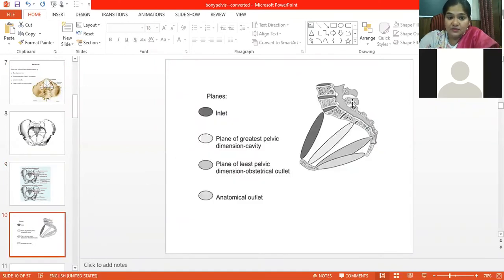So these are the planes which we were discussing. So this is the plane of inlet. If you take a sagittal section of the female pelvis, it's going to be the plane of inlet. This is going to be the plane of greatest pelvic dimension at the S2 and S3 level, and then the plane of least pelvic dimension, then the anatomical outlet.